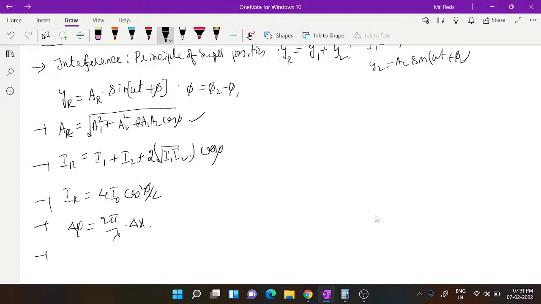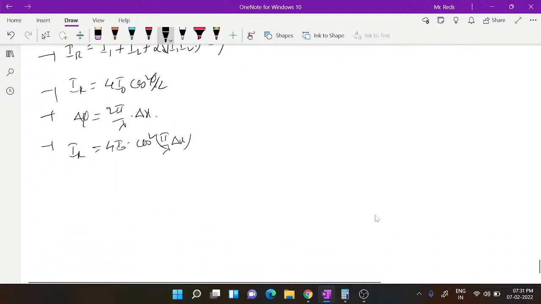Then by using this, you write down I_R is equal to 4 I naught into cos square. In place of delta phi, you put delta phi by 2, then the 2 cancels, and you will get pi by lambda into delta x, or simply you can put x also. So these are one set of formulas you get under this. Then YDSE.